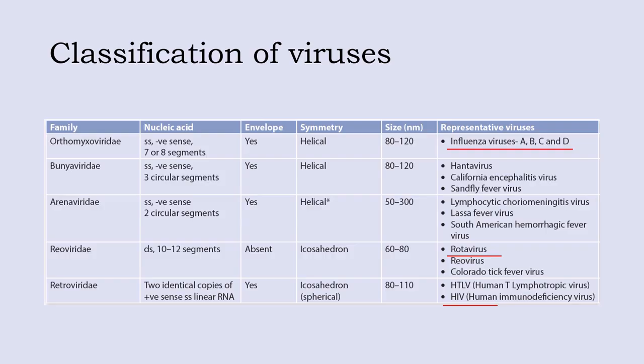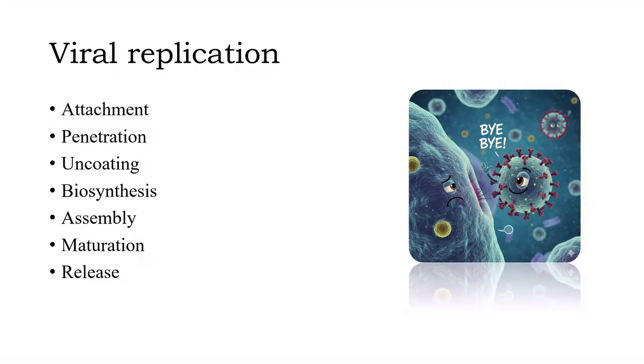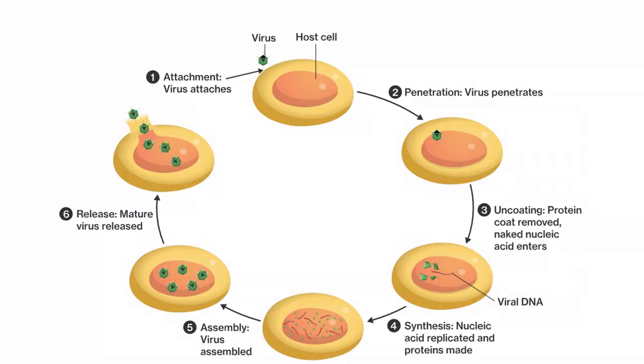The Reovirus, which is the rotavirus, and Retroviridae, which is the human immunodeficiency virus. Now we look at viral replication. The main stages of viral replication are attachment, penetration, uncoating, biosynthesis, assembly, maturation, and release. Now we'll see one by one. The whole process of viral replication as one picture.